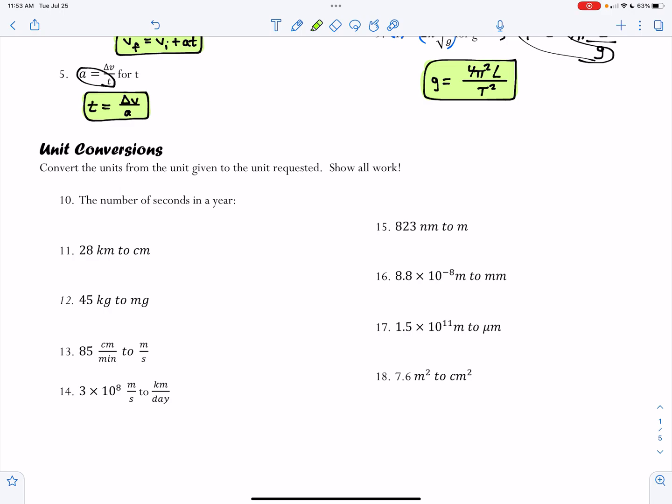Hello and welcome to this second video tutorial. In the first video, we looked at solving literal equations to isolate a given variable. In part two, we're going to look at unit conversions.